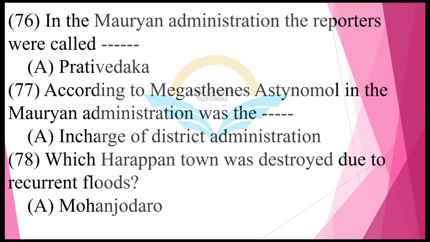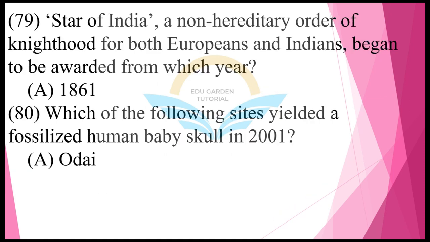Next one. Star of India, a non-hereditary order of knighthood for both Europeans and Indians, began to be awarded from which year? Answer is 1861.